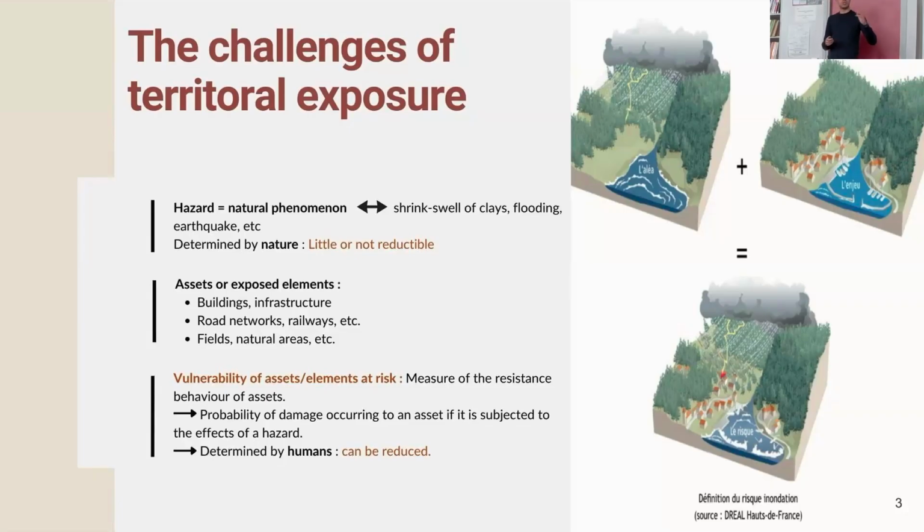And the objective of my PhD is the vulnerability assessment. Why do we want to do that? Because if we can measure the resistance of each exposed element or each asset, we can reduce its vulnerability. And if we reduce the vulnerability, we can reduce the risk, because the risk is an intersection between the natural hazard and the exposed element. The natural hazard is a natural phenomenon out of our control, so if we reduce the vulnerability, we can reduce the risk.